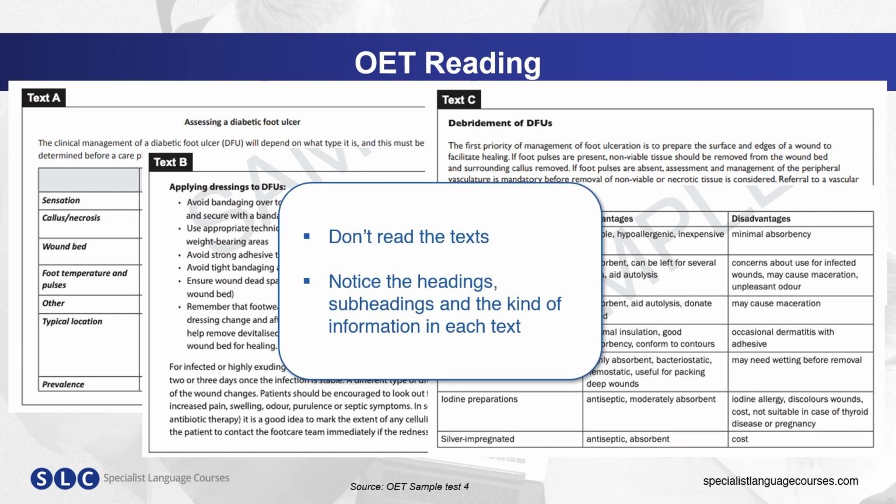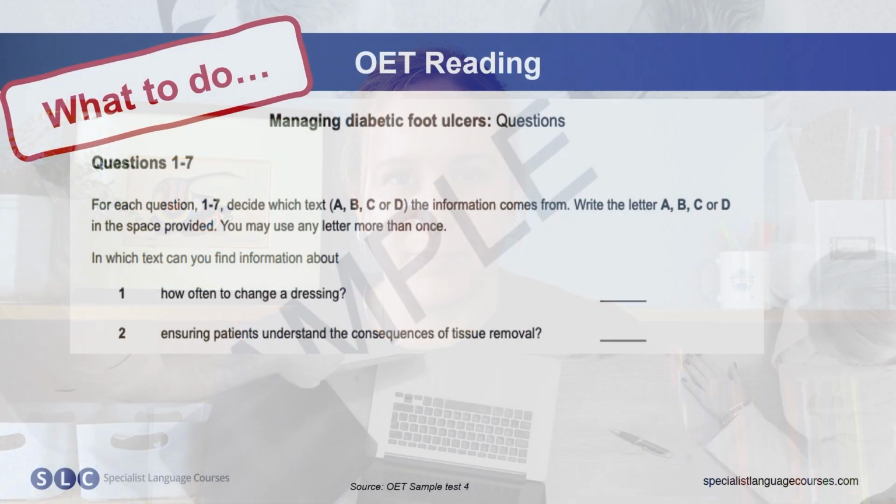You do not have time to read the text, but instead notice the headings, subheadings, and the kind of information in each text. You should always start with the matching task, as this will prepare you for the other tasks later. Let's have a look.